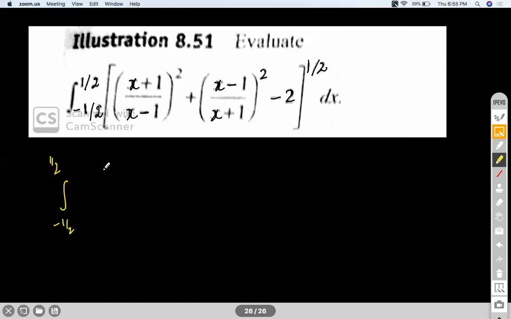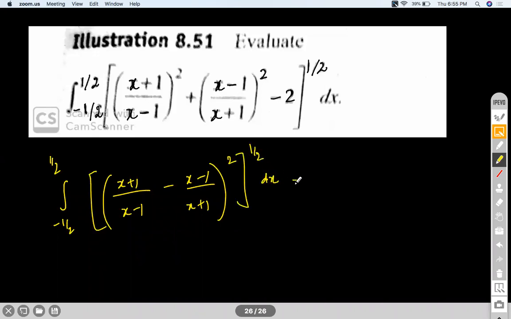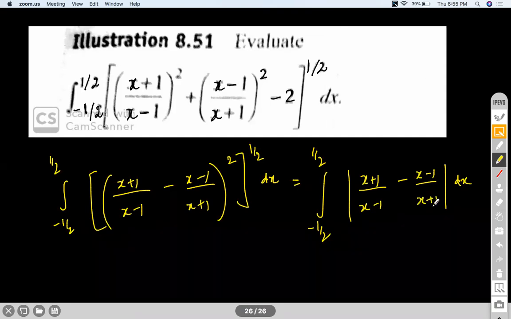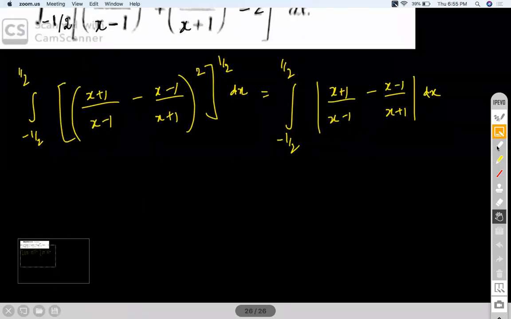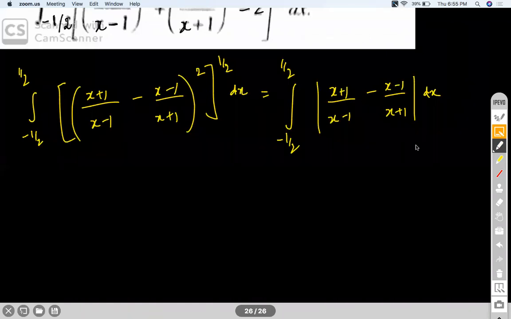Most of you would have figured out that this is actually the square root of (x plus 1 by x minus 1 minus x minus 1 by x plus 1) whole square, correct? Which actually is mod of x plus 1 by x minus 1 minus x minus 1 by x plus 1. I'm not sure how many of you accounted for this mod thing. Many of us have this habit of writing square under root as the same thing, which is not correct. It's actually mod of the same thing. Found my mistake, sir. Okay. Yeah, Omkar seems to be correct.